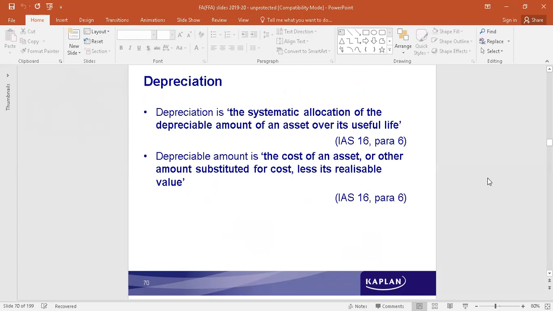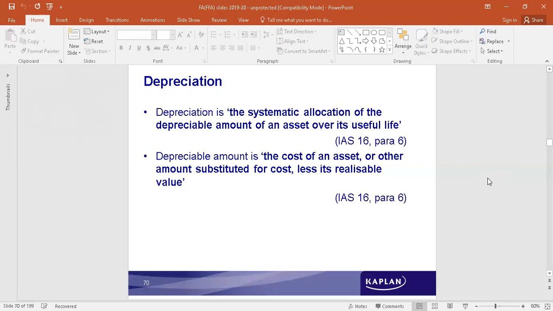So depreciation: the definition of depreciation according to IAS 16 para 6 says that depreciation is the systematic allocation of the depreciable amount of an asset over its useful life. What is that depreciable amount? It is the cost of an asset, or other amount substituted for cost, less its residual value.